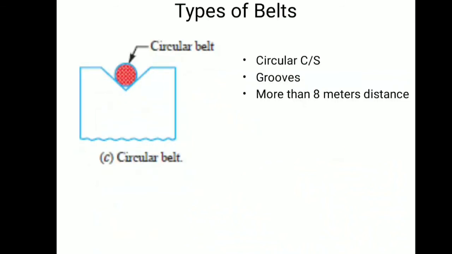Third type is circular belt. Of course the cross section is circular and it will have grooves for mounting that circular belt drive, and due to that, grooves are required for mounting, and this can be used for more than 8 meter distance between two pulleys. Clear? So these are the basic types of belt drive.